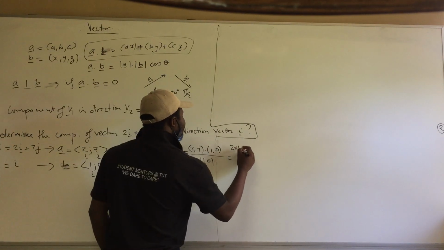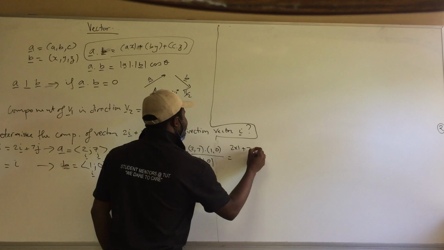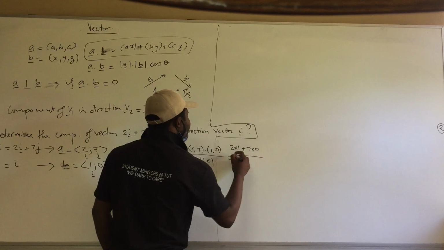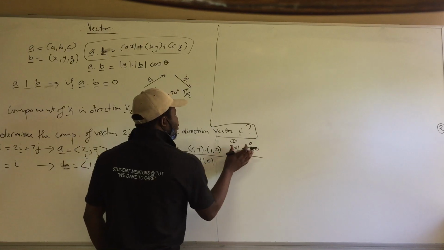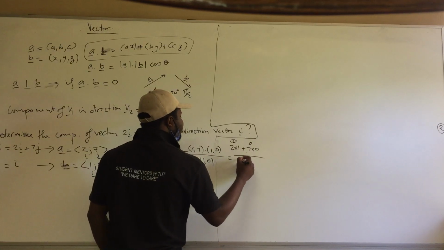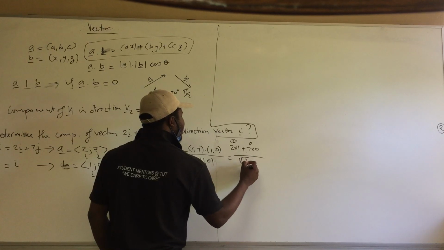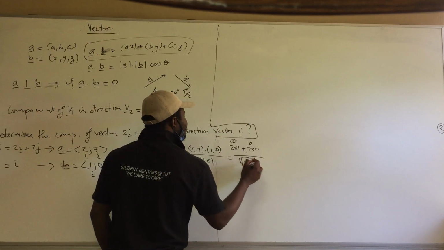2 times 1 plus 7 times 0. Alright? This one is gonna give you 2 here, and this one is gonna give you 0. So I'm gonna keep only 2. And down here it's gonna give me square root of 1 squared plus 0 squared, which is gonna give you only 1.